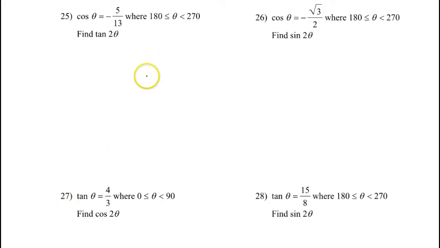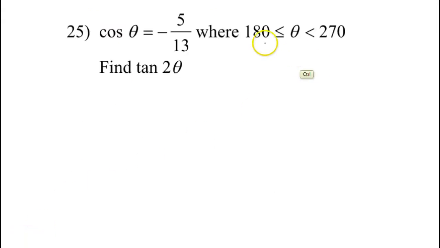In this video, I will show you how to find the tangent of 2 theta, sine of 2 theta, or cosine of 2 theta if you're given one trig value and the quadrant. So first of all, this statement over here, theta is between 180 and 270. That's just an indirect way of giving you the quadrant. So this is going to be quadrant 3, because that's between 180 and 270 degrees.